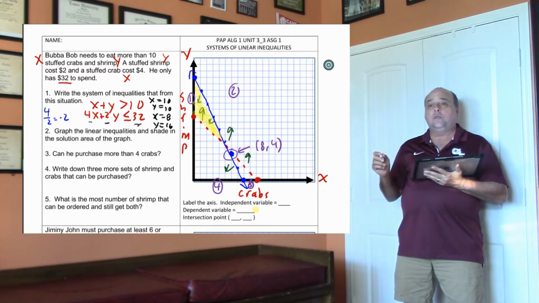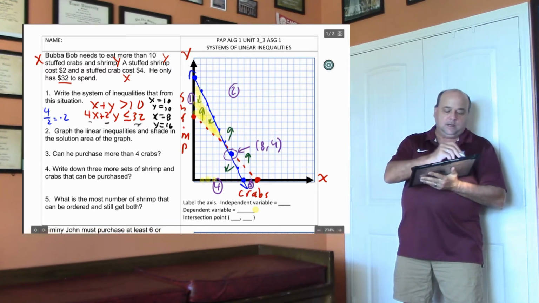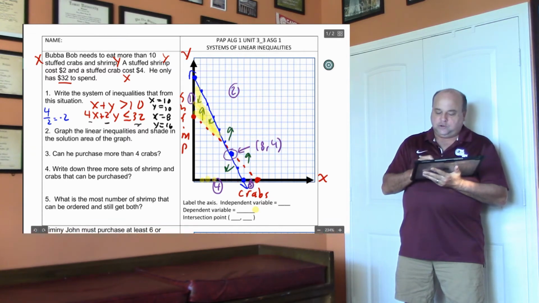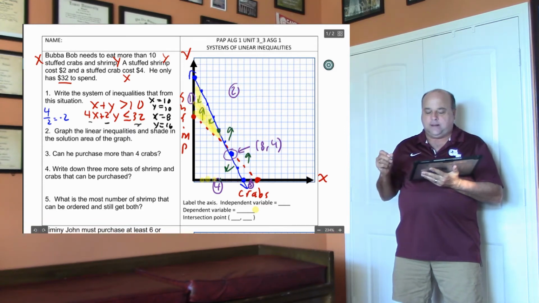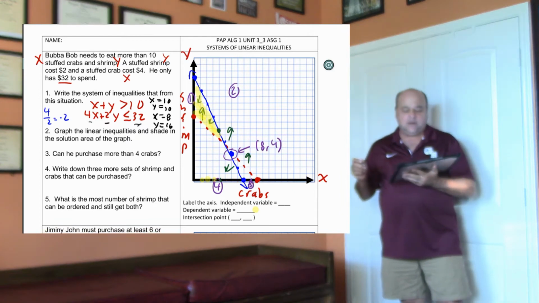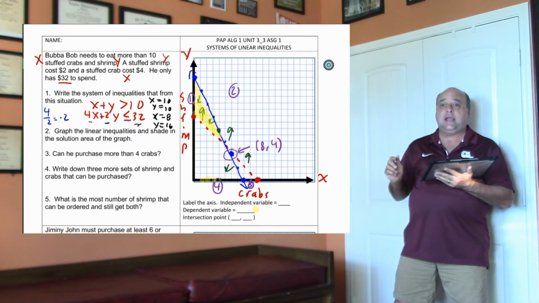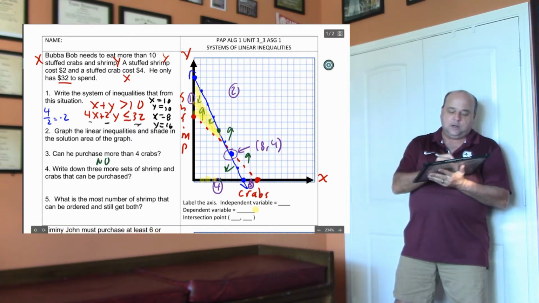Can he purchase more than 4 crabs? So the crabs is right here, 1, 2, 3, 4. If I go up right here, I could get 4 crabs, but I can't get 5, can I? If I get 5, I can't do that. So can he purchase more than 4 crabs? He can purchase 4, but he can't get 5. So this would be no.